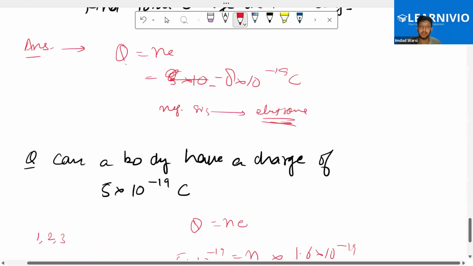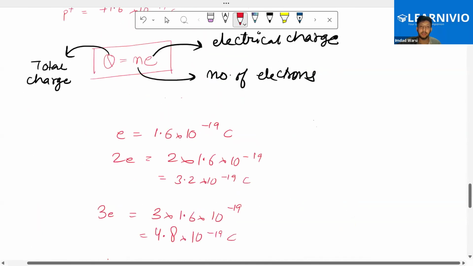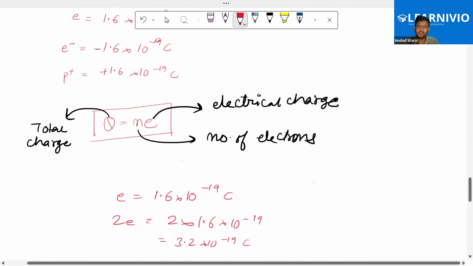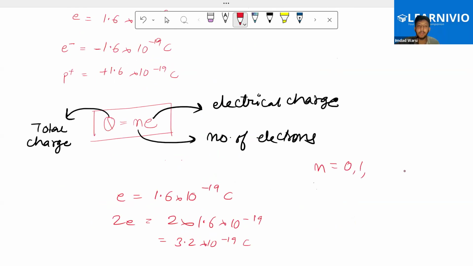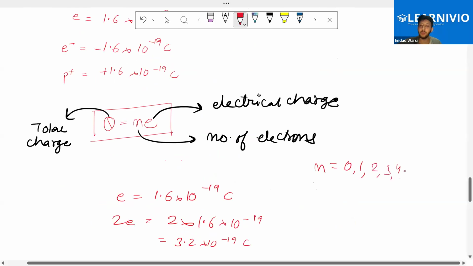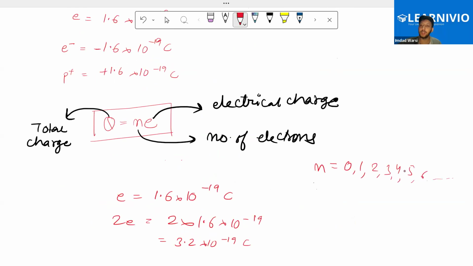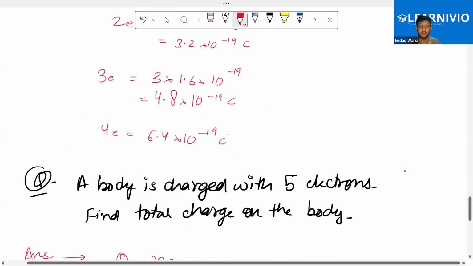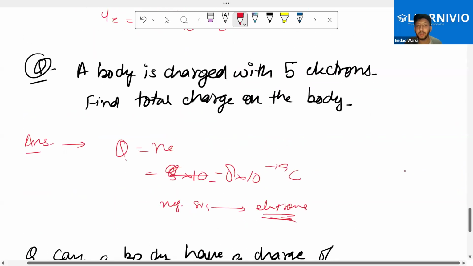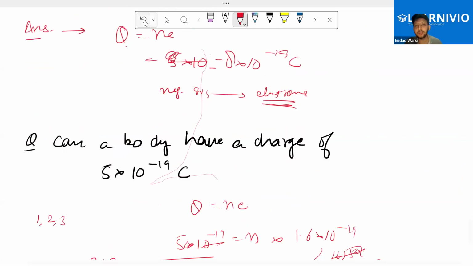Also write one thing here: n should be 0, 1, and so on. What is the minimum you can do? Give no electron. In that case, n will be 0. Else it would be 0, 1, 2, 3, 4, 5, 6, and so on. No decimal, no fraction. Which means a body cannot have this charge. So a body with a charge of 5 into 10 to the power minus 20 coulomb is not possible.